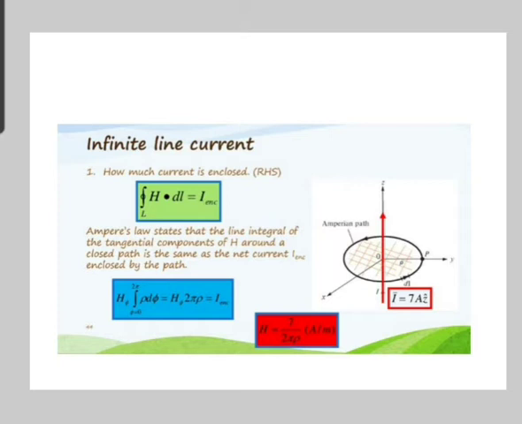The direction of the magnetic field intensity is determined according to the right hand rule. We have already seen the right hand rule, and here all the components of H bar along the z axis will be cancelled. The component of H bar along the y axis does not exist, and we have the component of H bar along the x axis. So here Ampere's law states that the line integral of the tangential component of H around a closed path is the same as the net current enclosed by the path.